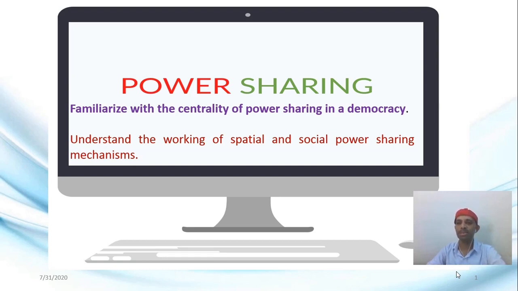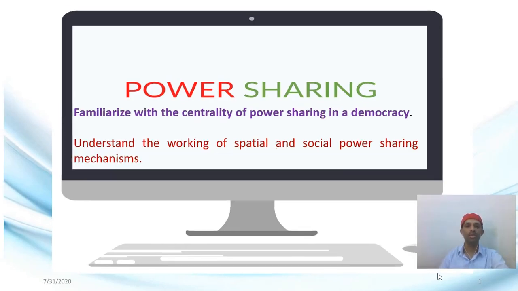And another aspect is how the power is shared between various social groups and various communities. So when you complete this chapter, this module, we are going to achieve these two objectives. Knowing the importance of power sharing is not an easy task. And to know the prominence of power sharing, how power sharing helps in a democracy, what is the relevance of power sharing, I just prove the answers to these questions with two cases.